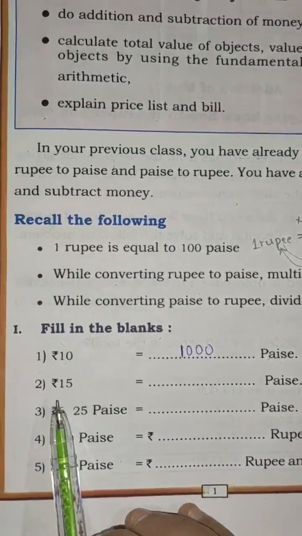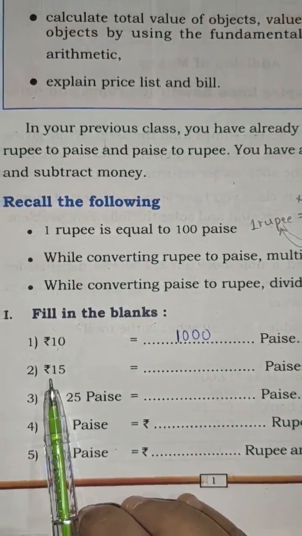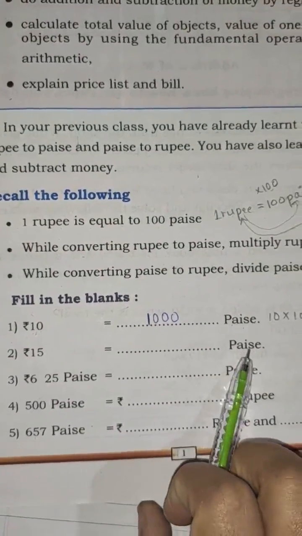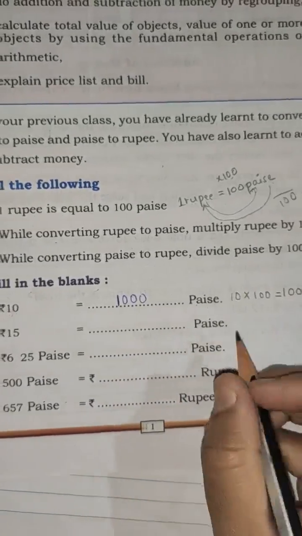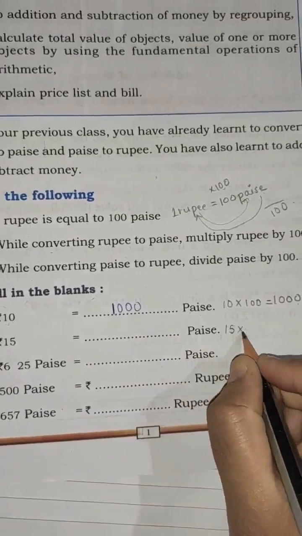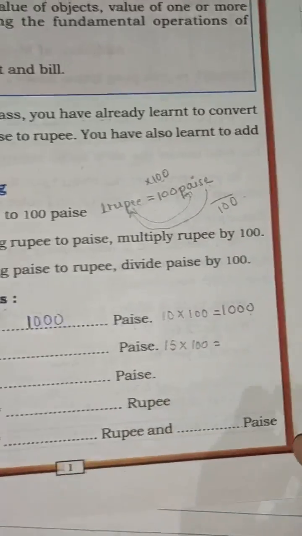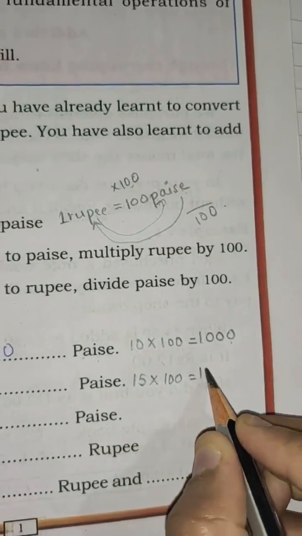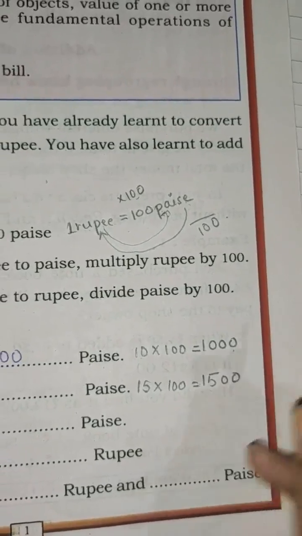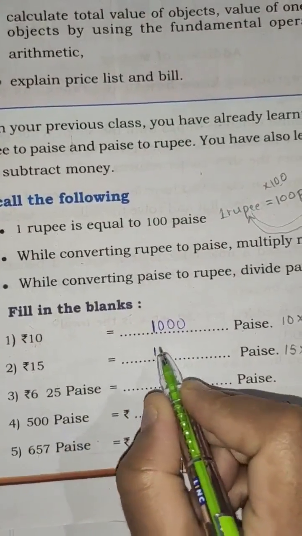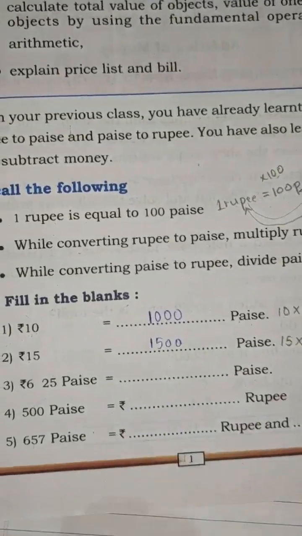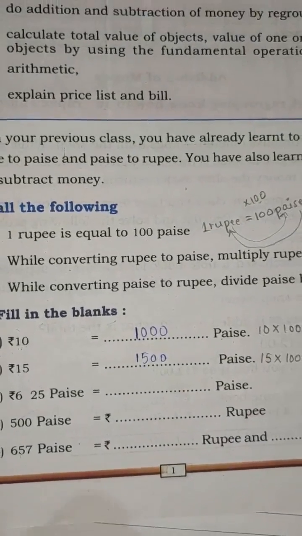So in the same way, second one, rupee 15 is equal to dash paise. So rupee 15 is equal to how many paise? What do we have to do? 15 into 100 is equal to, yes, how much will it be? It will be 1500. So 15 rupees is equal to 1500 paise.